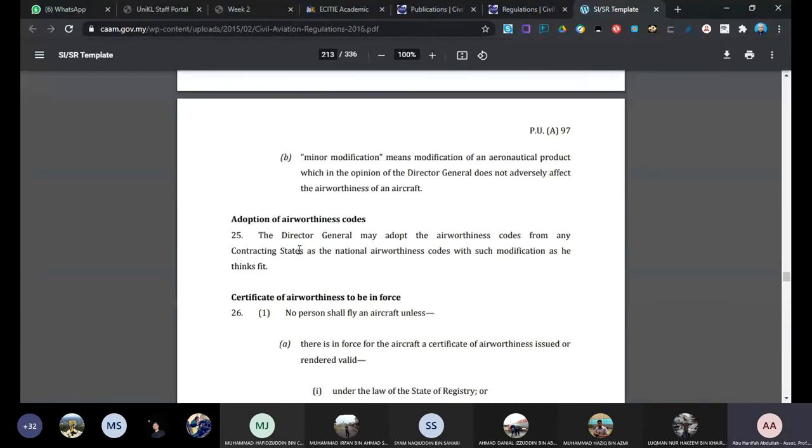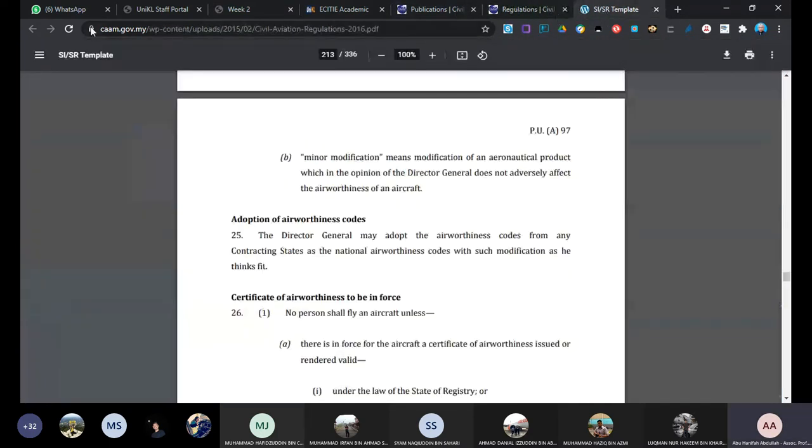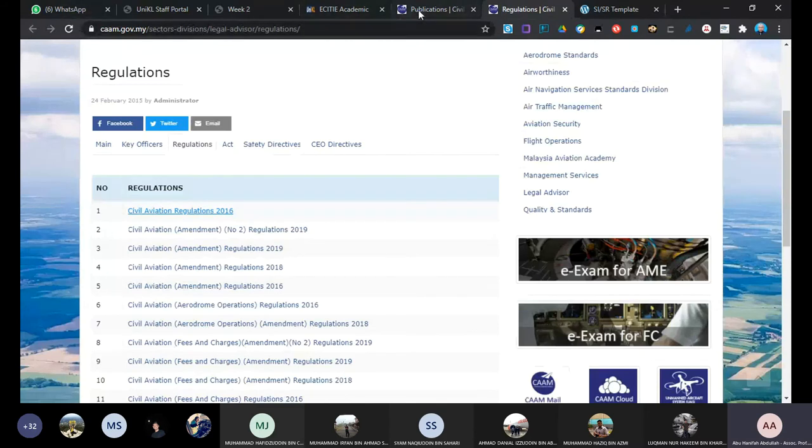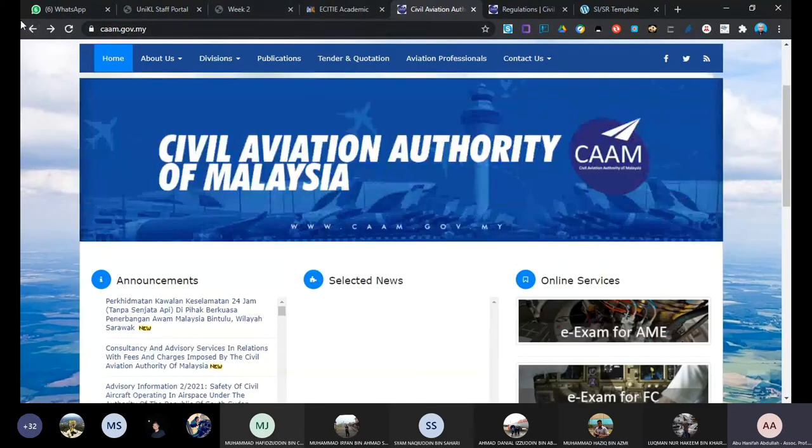Adoption of airworthiness code. The Director General may adopt airworthiness codes from any contracting state as the national airworthiness code with such modification as he thinks fit. So when you did the design, you have to comply to the airworthiness requirement. You just don't simply design as you like, because again the aircraft is designed to a set of requirements, and then you need to ensure when you do your repair design, you are able to show compliance. You are able to comply with this airworthiness requirement.